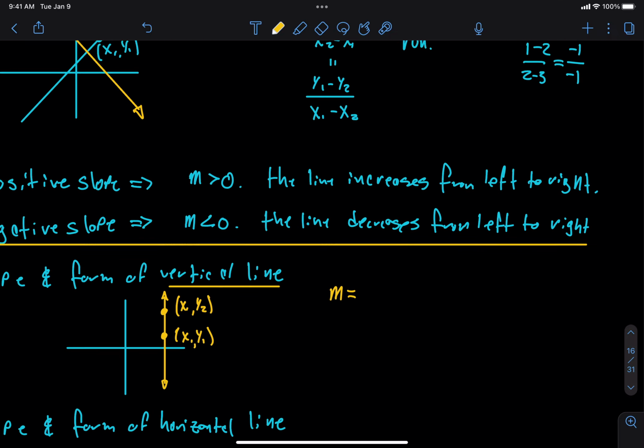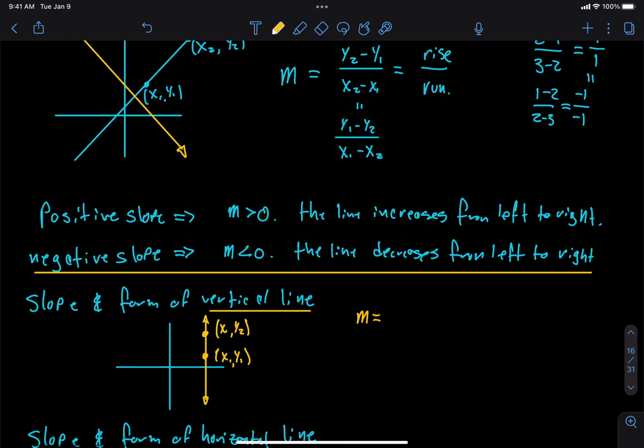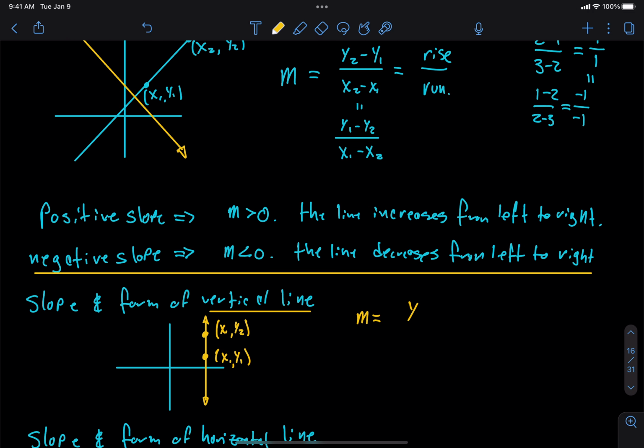Okay, so what am I supposed to do with the slope formula? Let's just plug and chug. I do y2 minus y1, and then I divide by x2 minus x1, but x2 is x1, isn't it? So this is x1 minus x1. So what do we get? We get y2 minus y1 all over what? 0. If I subtract something from itself, I get 0.